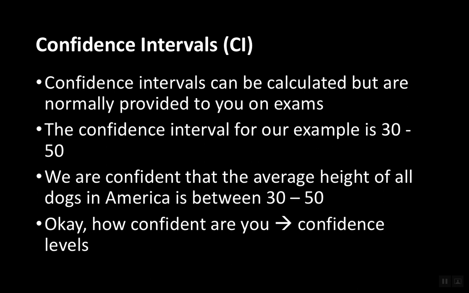Now, the confidence interval on an exam could be 30 to 50. With that, we could say that we are confident that the average height of all dogs in America is between 30 to 50. Now, a follow-up question after that will probably be, okay, so how confident are you, right? That the true value of the average height of all dogs in the United States is between 30 to 50. And that's when confidence levels come in, okay?